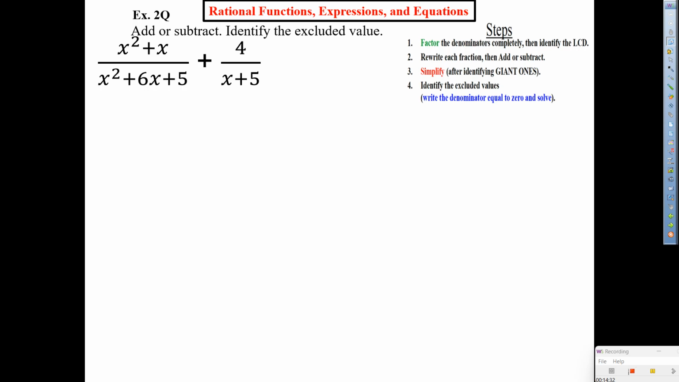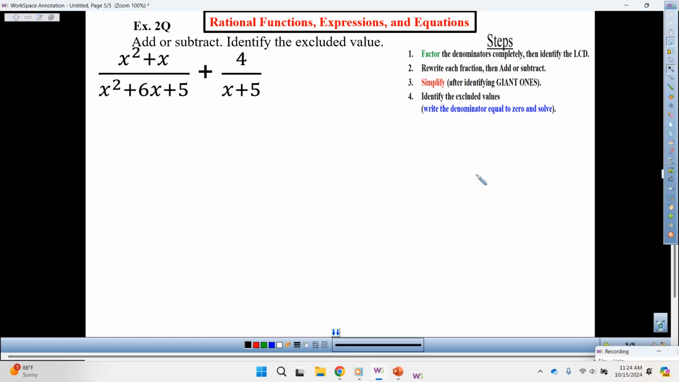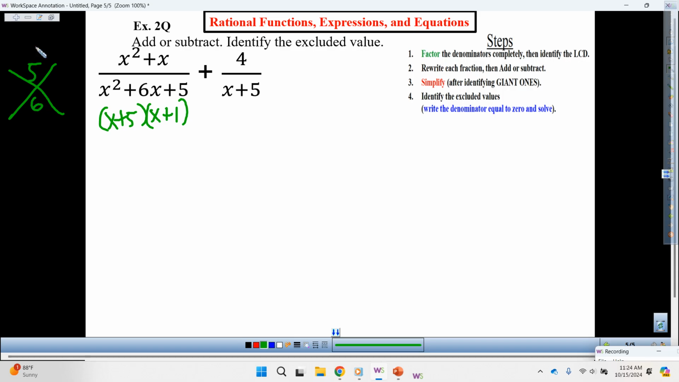So, let's see, who went last? Elijah, pass him one. Franco, help me out with this one. Let's see, what do I do first? Factor the denominator. So what were your factors for this one? X plus 5, x plus 1. Have you got that? That is correct. And once again, use the factors of 5 that add up to 6. 5 and 1. 5 times 1 is 5. 5 plus 1 is 6.